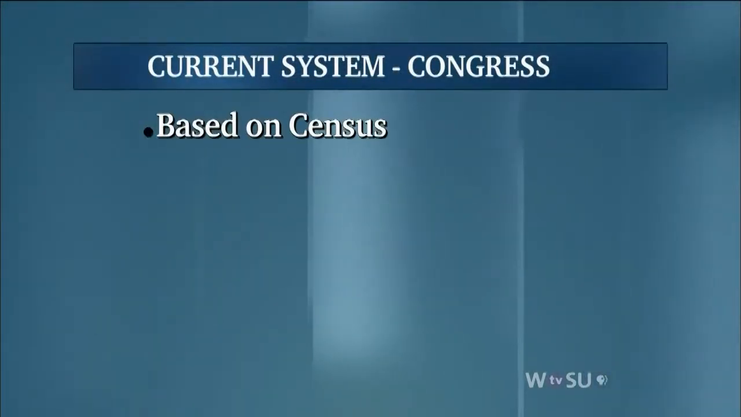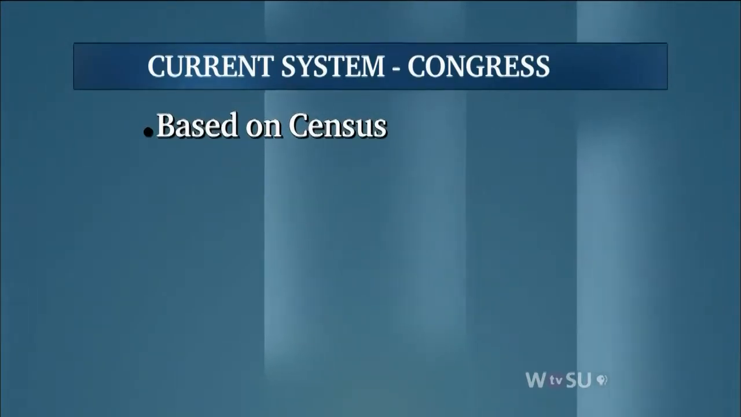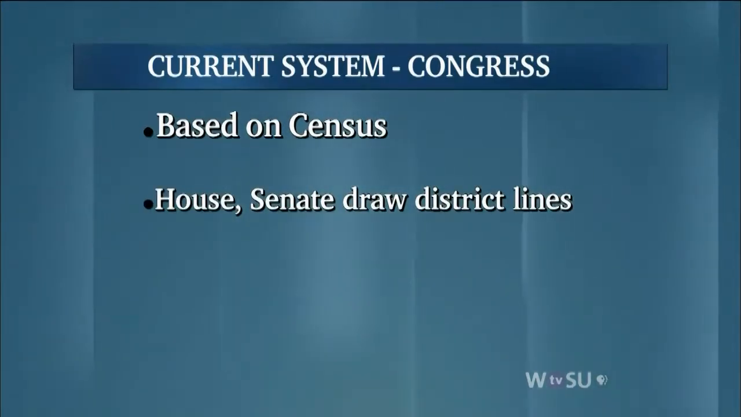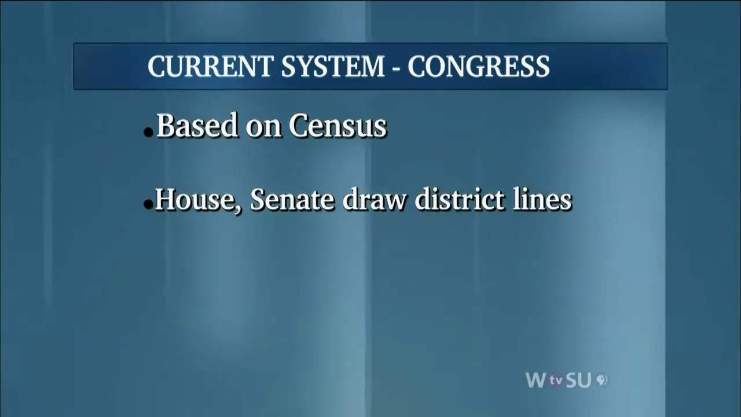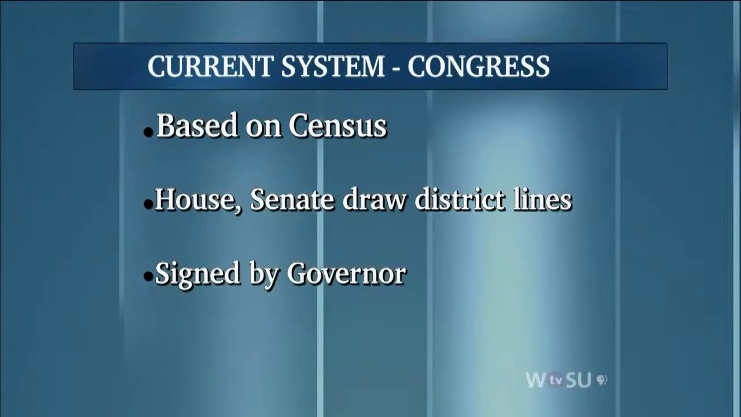We'll spend the second half of this week's show looking at the proposal to change the way Ohio draws its legislative and congressional districts. Right now, it's done by the Apportionment Board and state lawmakers, and here's how it works. Congressional districts are drawn by the House and Senate based on the census. So the House and Senate take those numbers and draw the district lines, and then it has to be approved by the governor. It's basically a law.